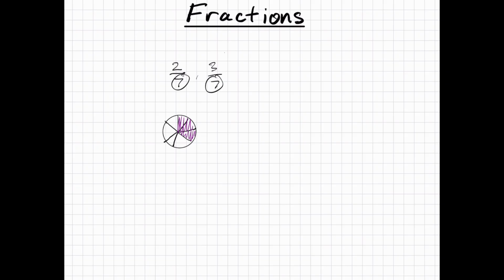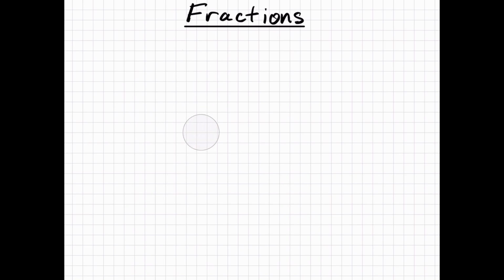Who is getting more? Well, this one's getting 3 slices, whereas this one is only getting 2 slices, so 3/7 is bigger than 2/7. Okay, so this is kind of how we compare fractions between the two, especially when they don't have the same denominator.